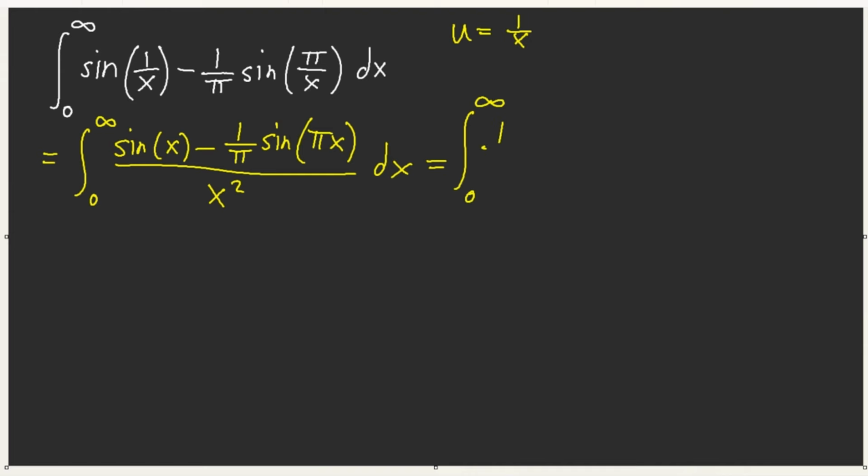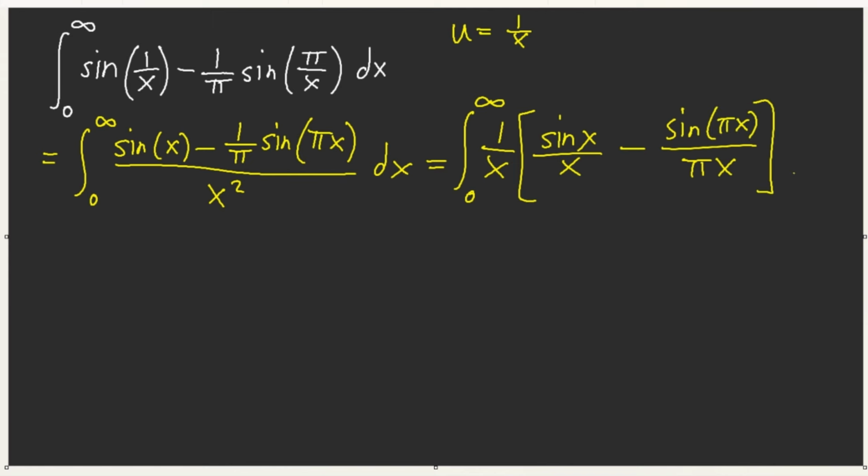We have 1 over x, we'll just put that aside for now, and notice that we have sine x over x minus pi over x sine of pi over x. Would you look at that? So what we have here is a Frullani integral where our function is sine of x over x. Aha! Alright, let's get into that.